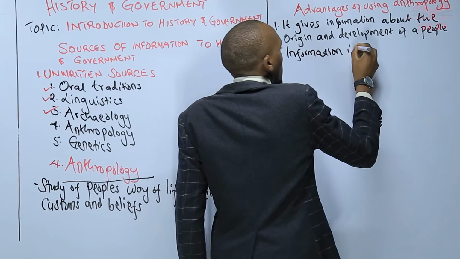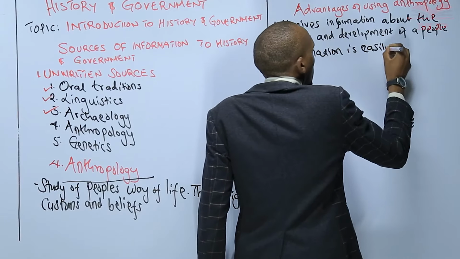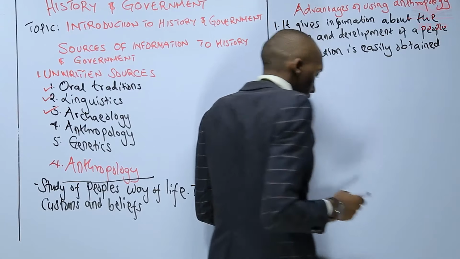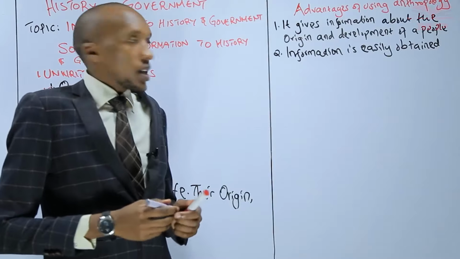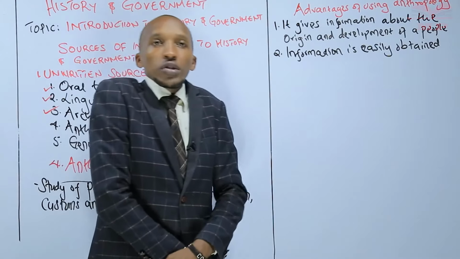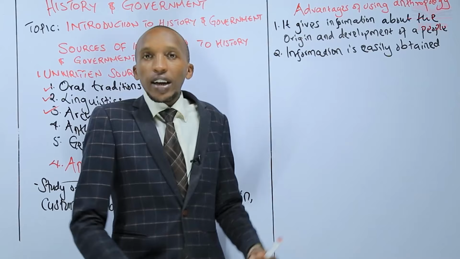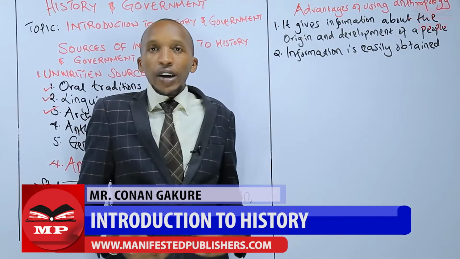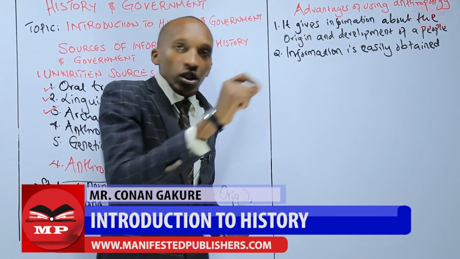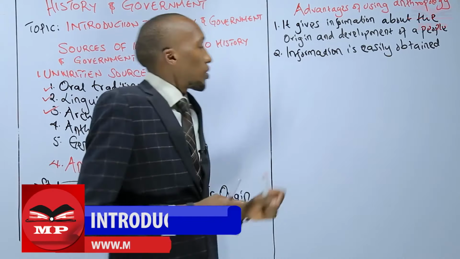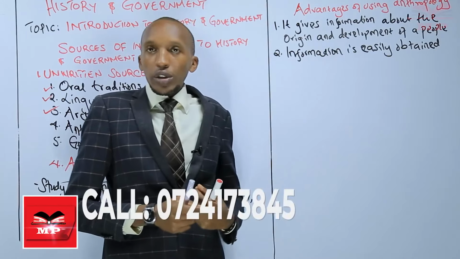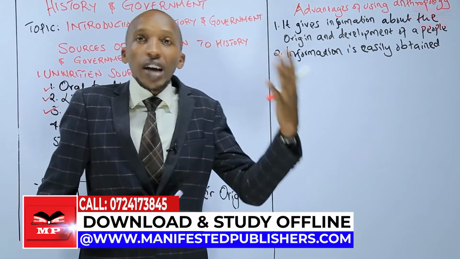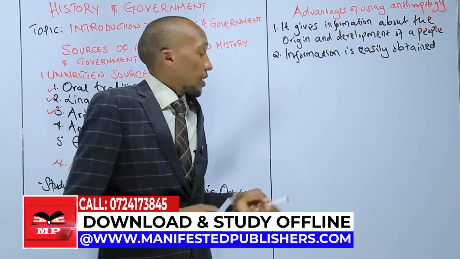Information is easily obtained. What does that mean? As a scientist, you just need to sit down and observe the people. If they are dancing, you can go around, you dance with them. So you just observe and make conclusions or deductions from what the people are doing. You do not have to ask a question. By just observing, then you know this is how these people interact and these are their activities.